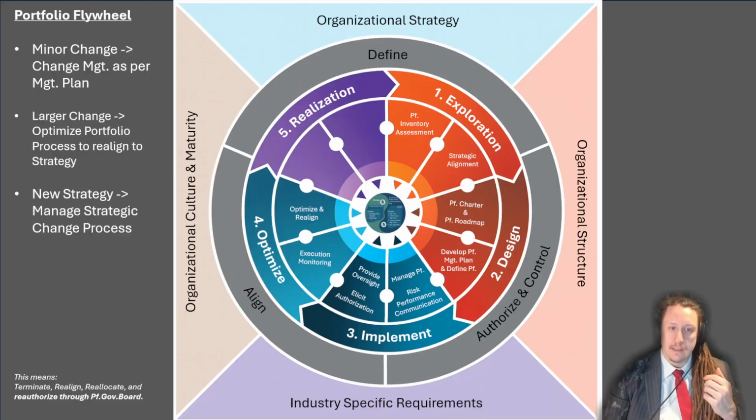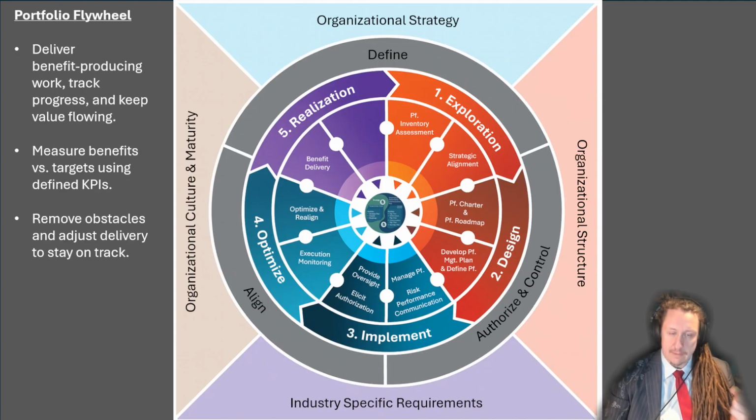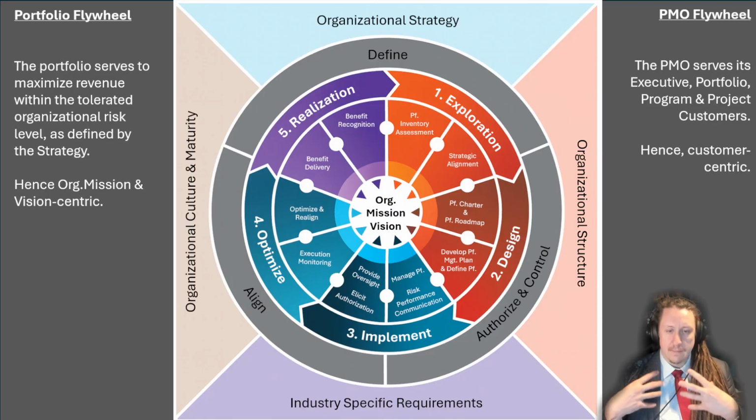So then you are already going towards benefit delivery and benefits recognition. This is the same as in the PMO standard in terms of benefit recognition, and then you focus again. So in terms of the PMO flywheel, you have the customer in the center, but a portfolio serves to maximize the revenue within the tolerated organizational risk level as defined in the strategy.